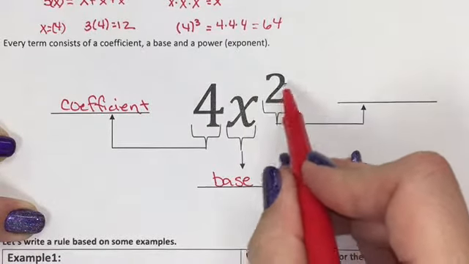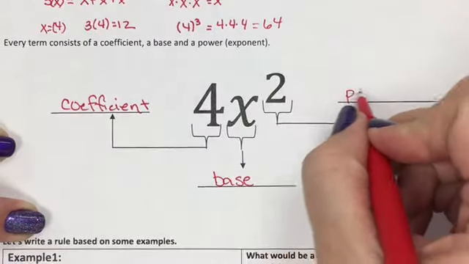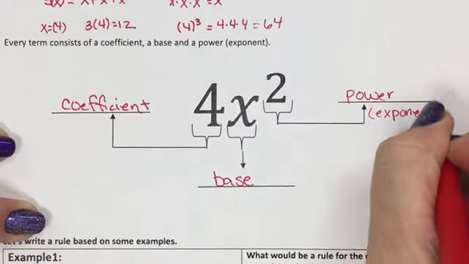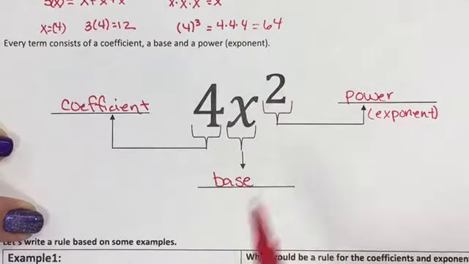And then the tiny number up at the top, the superscript, that's called the power, or it is also called your exponent. And every single term has all 3 of these.